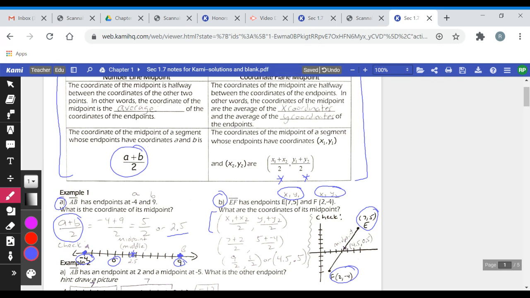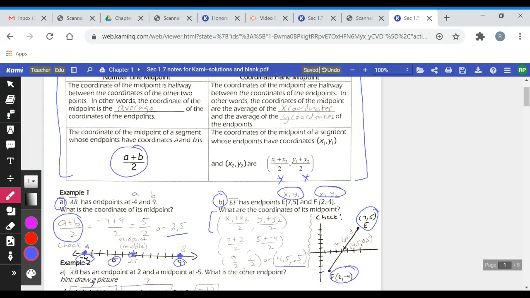And so I want to average the x's. You can see I took 7 and 2 and added them up and divided by 2. And then I took the y's, the 5 and the -4, added them up and divided by 2. And I ended up with these fractions, 9 halves and 1 half. If you don't like the fractions, though, you can just divide. 9 divided by 2 gives you 4.5.